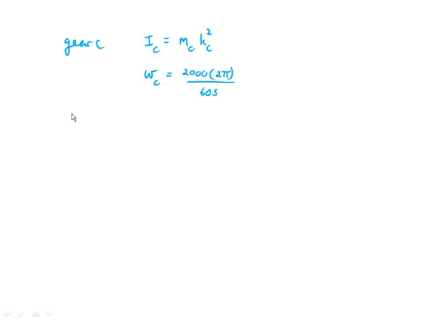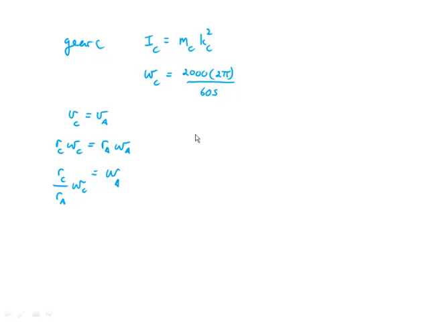In addition, since the velocity at the edge of C is in contact with gear A, then that must equal the velocity at the edge of A. Well, omega sub C times R of C is equal to the velocity of C. So this is the radius of C times the angular velocity of C. And this must equal the radius of A times the angular velocity of A. So the angular velocity of A is going to be equal to the radius of C over the radius of A times the angular velocity of C.